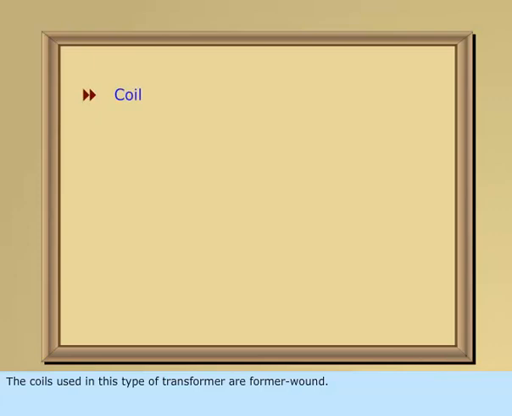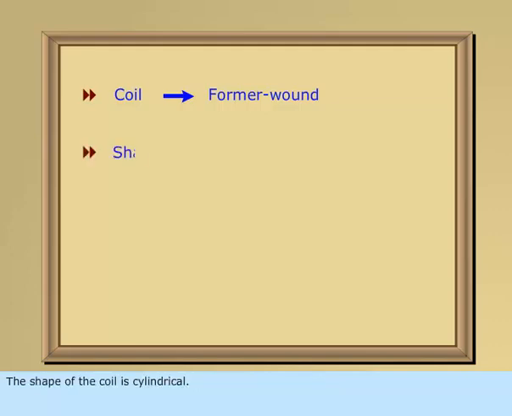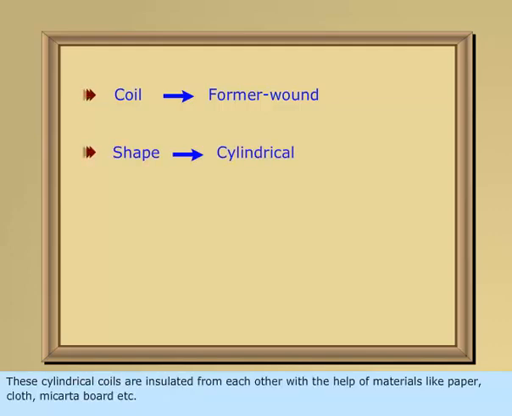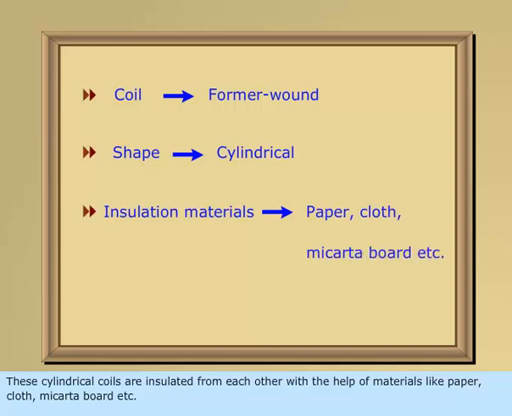The coils used in this type of transformer are former wound. The shape of the coil is cylindrical. These cylindrical coils are insulated from each other with the help of materials like paper, cloth, micarta board, etc.